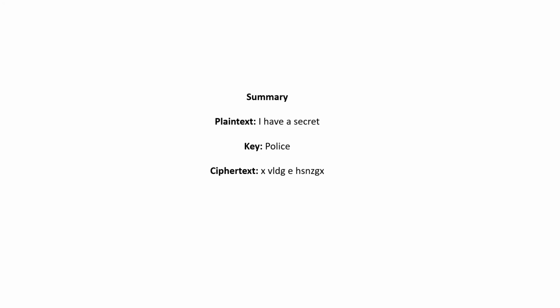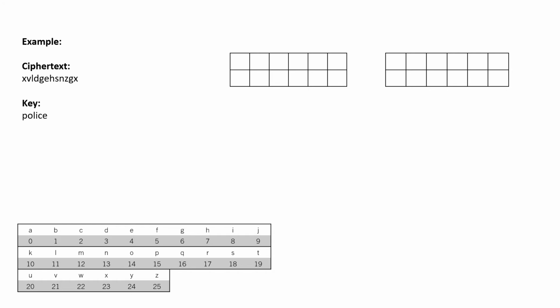Now in the next part, we'll see how we can use the ciphertext and the same key police to decrypt this ciphertext and get back our plain text, I have a secret, one more time. So now we are starting our decrypting process of the Vigenère cipher. We have a ciphertext, we have the same key police. This time I'll go a little bit faster because it uses the same idea as encryption with a minor change, and we'll get to that in a second.